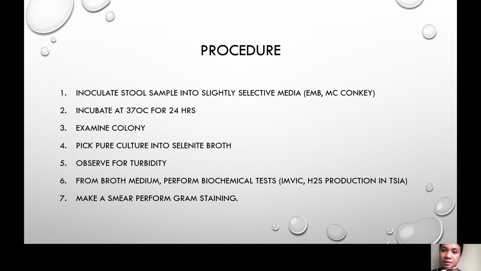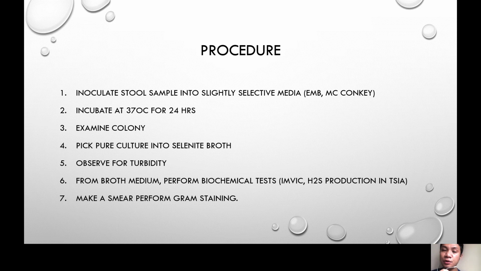And after that one, try to observe for the colony growth characteristics. Again, if what is being grown is your Escherichia coli, expect that one to have your greenish metallic sheen. Then from your quadrant 4, what you have will be the presence of your isolated pure colony. From there, you try to pick and inoculate to your selenite F broth medium. Okay, then try to observe for the turbidity.